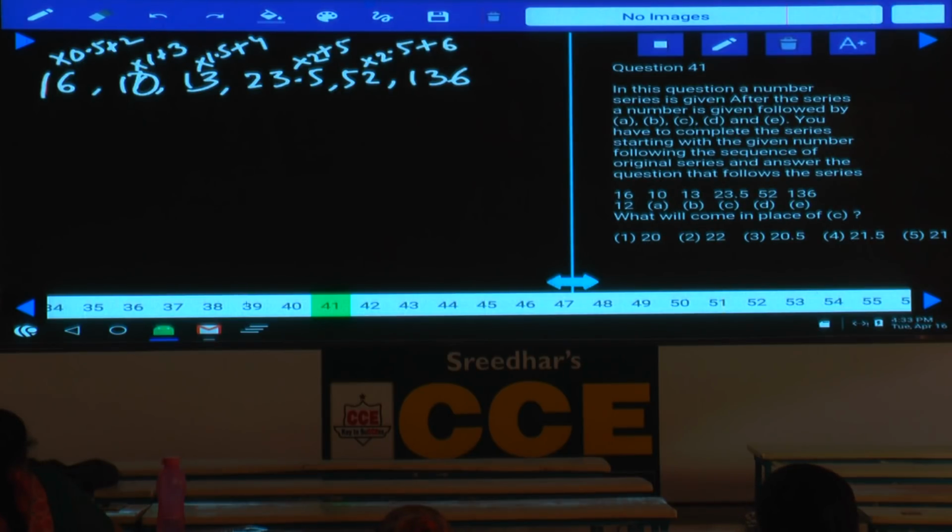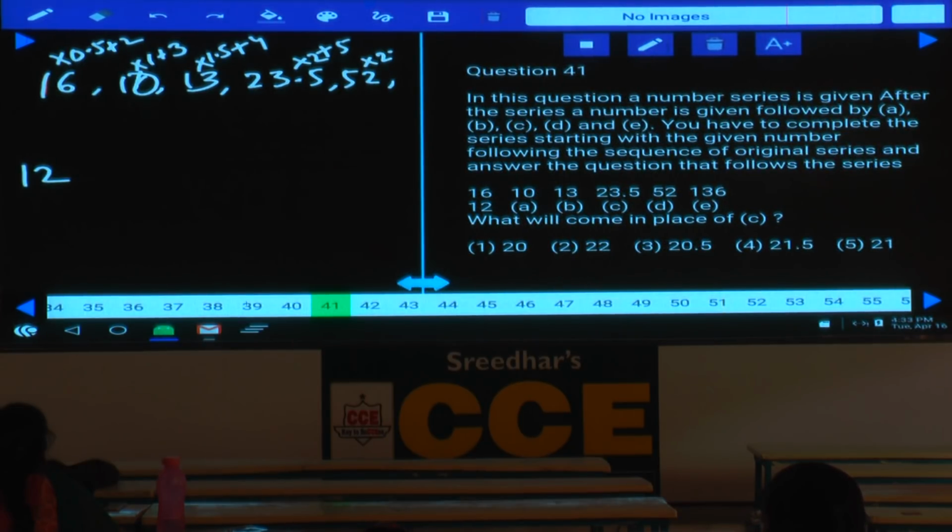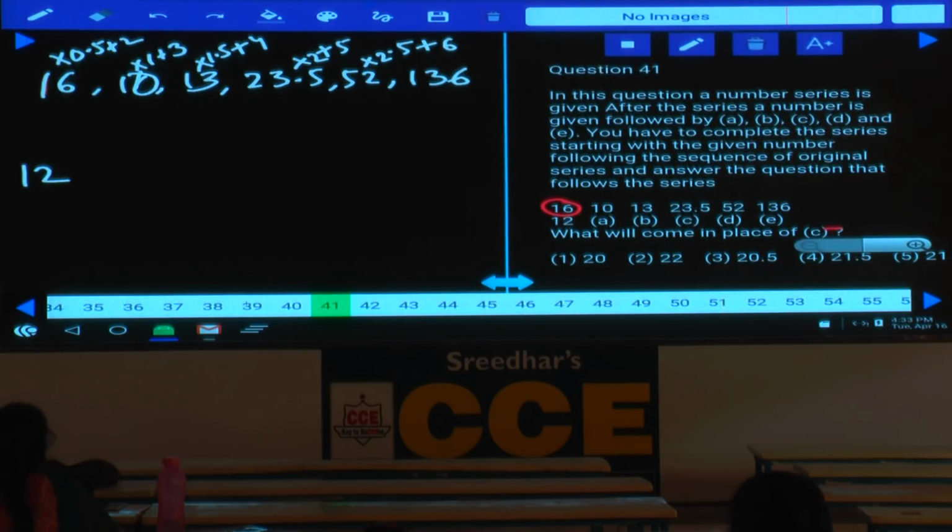Are you following this one or not? Now the given numbers are multiplied by 0.5, 1, 1.5, 2, 2.5, and 2, 3, 4, 5, 6 are added. Now starting with 12, what is the number given in the second series? The initial number will be given, that is the start of the series. Starting with this number, applying the same logic, we need to find the number that comes in the place of C.